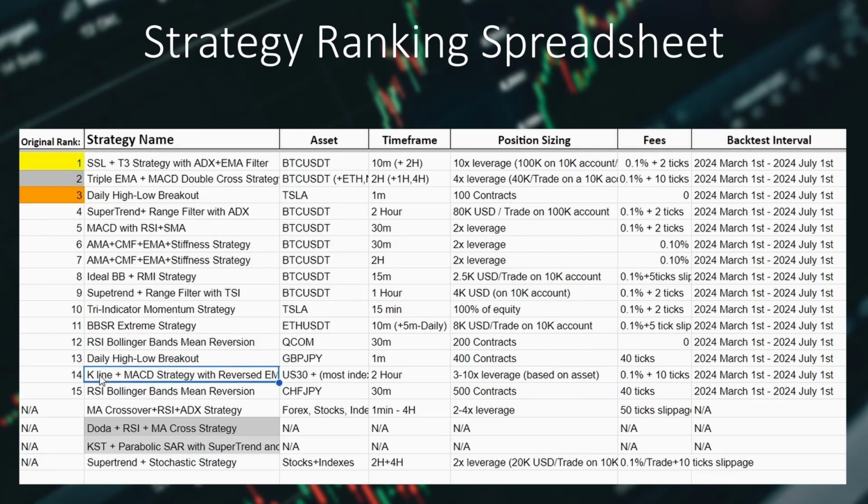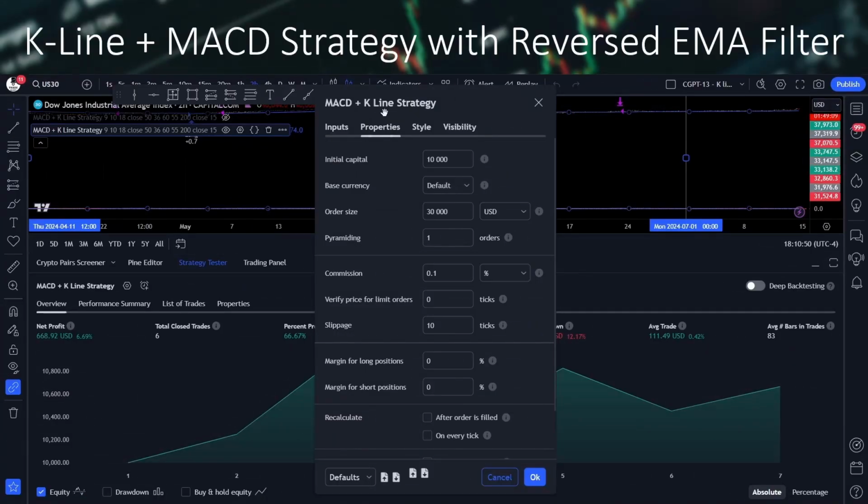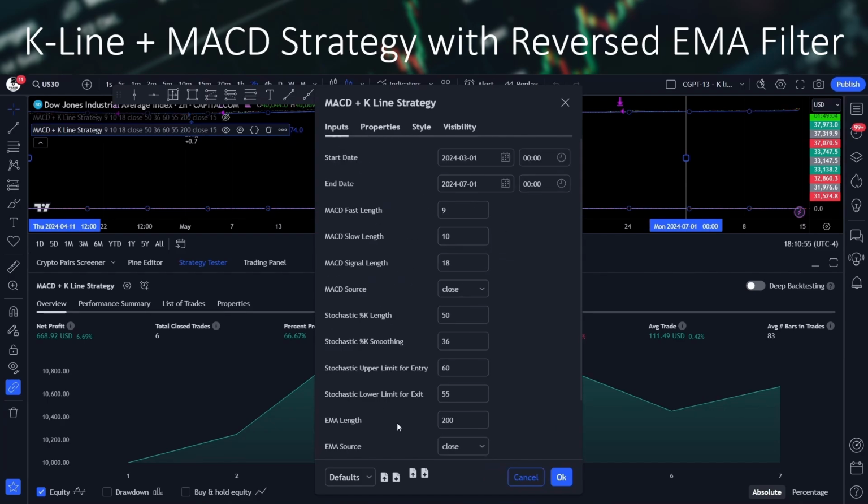The next one is the K-line plus MACD strategy with reverse DMA filter, which was great for the US 30 chart and most of the indexes on the 2-hour chart. We are using here a 0.1% fee and 10 tick slippage. Let's take a look. Here is the strategy, the commission is 0.1, slippage is 10, and here's the optimization with the start and end date limiters.